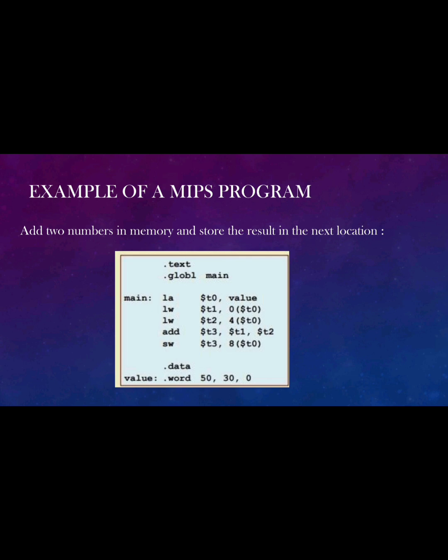.data, value: .word 50 30 0. This defines an array of 3 words, 32-bit integers. The first word is 50, the second is 30 and the third is 0. These values are stored in contiguous memory.